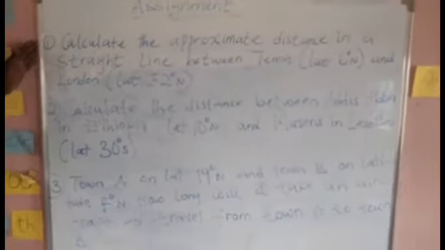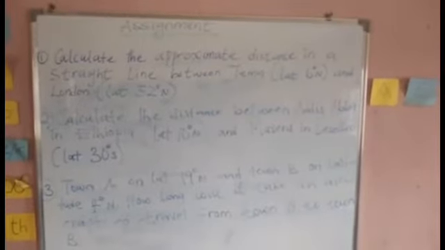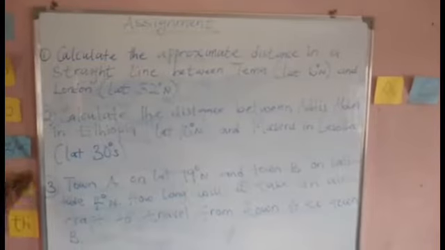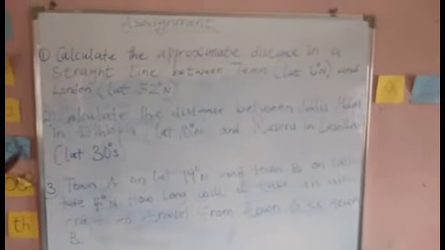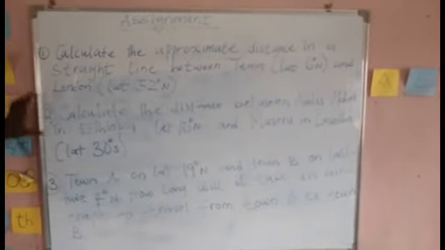This is your take-home work, your assignment. Calculate the approximate distance in a straight line between Tema and London. Number 2, number 3. Just carefully follow the steps I gave you to calculate the distance. You have just 1, 2, 3.